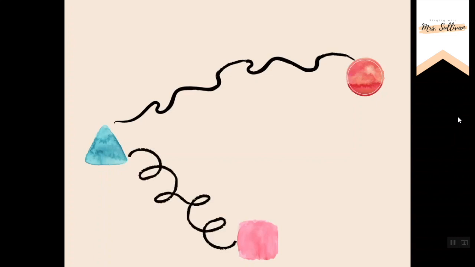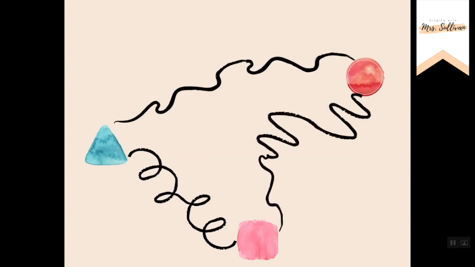Now that you've drawn your shapes, we need to connect them together. I'm going to connect my circle to my triangle using a squiggly line. From my triangle to my square, I'm going to do a curlicue type of line. And from my square to my circle, I'm going to do a zigzag type of line. You may create any different way that you would like to connect your shapes together, but just try to make them different and unique. Please connect your shapes together now.